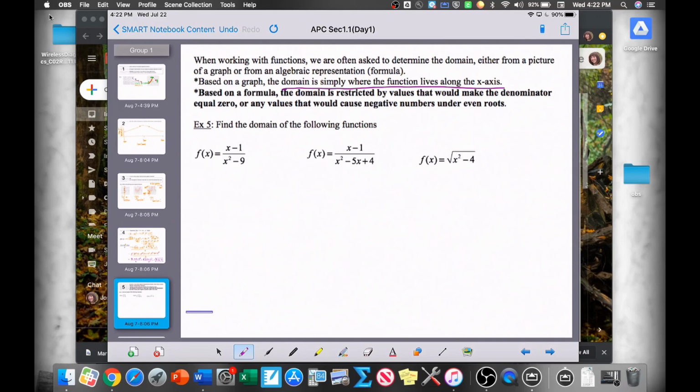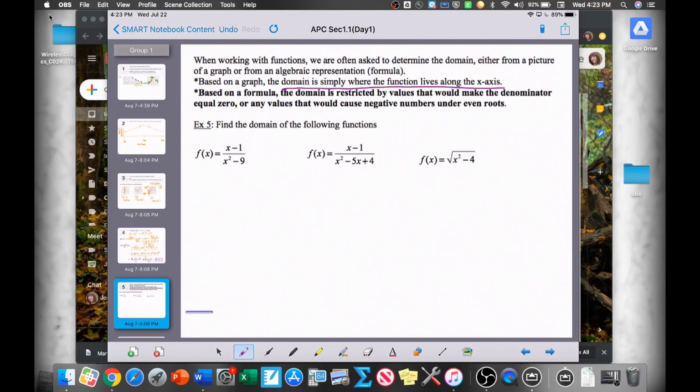But if we're given a formula, like we are given for the examples here in example 5, we have to think more carefully about the x values that may cause us some issues, right? And these are issues that we've been talking about for years in math. This is not new information.